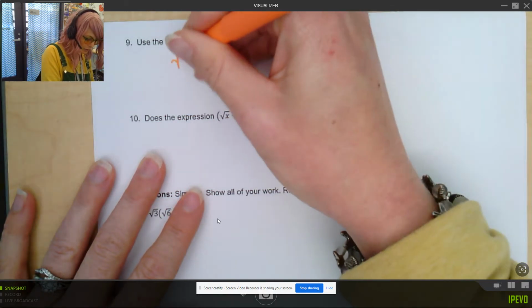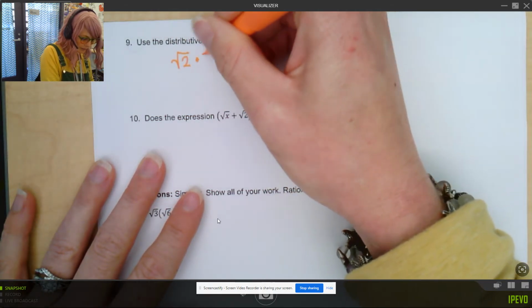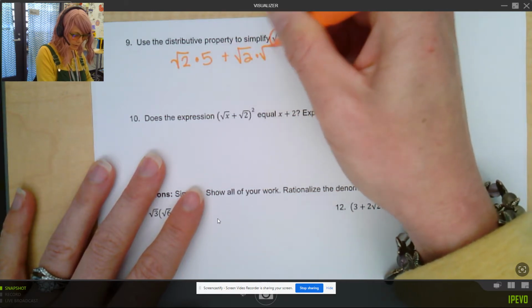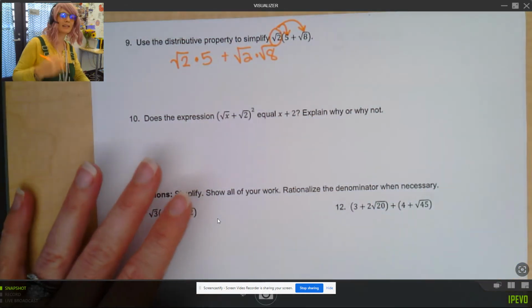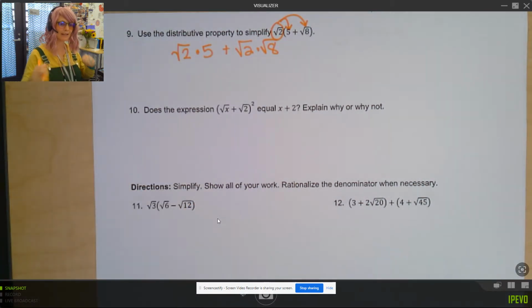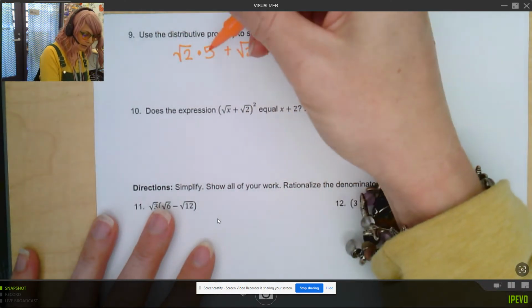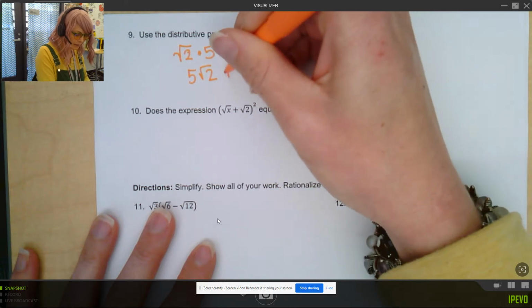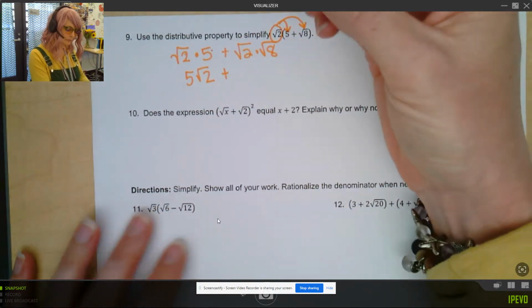So we end up with the square root of 2 times 5 plus the square root of 2 times square root of 8. Remember, numbers on the inside times numbers on the inside, numbers on the outside times numbers on the outside. Simplify, simplify, simplify that radical, right? So here, this is a number on the outside, that's on the inside, so I get 5 square root 2. Plus, these are both on the inside.